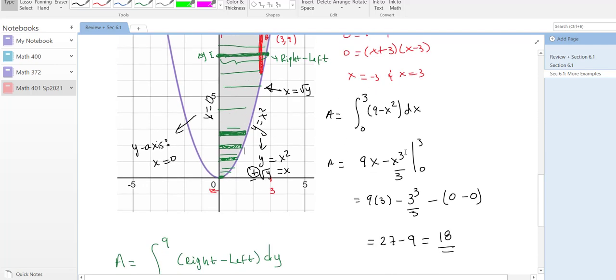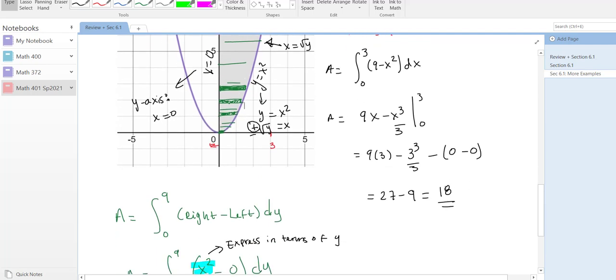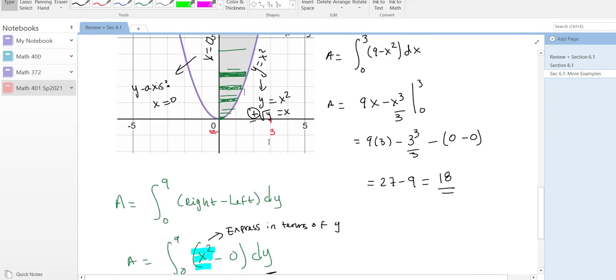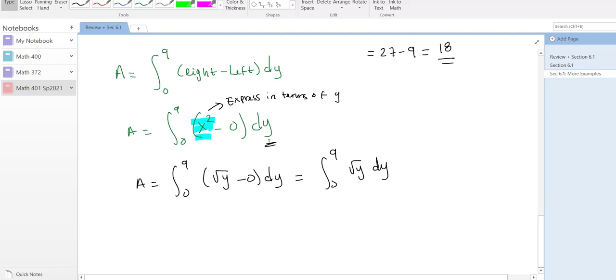So doing it the first way, we got that the area is 18. Should we get a different number? No, right? We should get the exact same thing, it's the exact same area. So let's integrate it. In order to integrate it, we're going to rewrite it so we can use the general power rule.